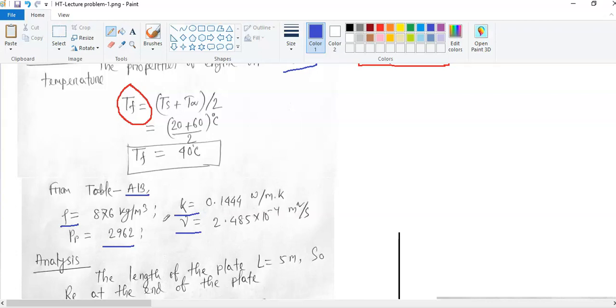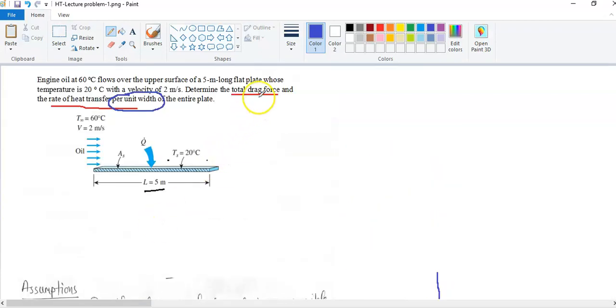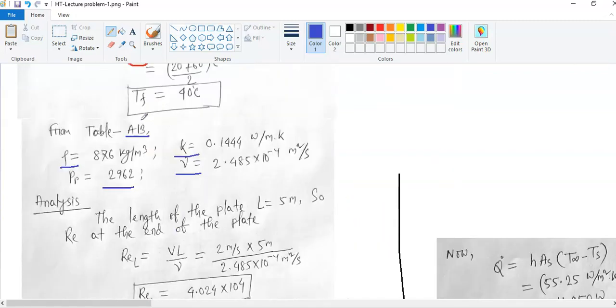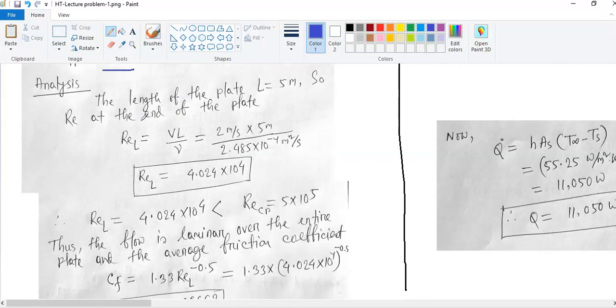Now we have the question. The first part of this question is we need to calculate the drag force, and then we will calculate the rate of heat transfer. For the drag force, we know the expressions for the drag coefficient, how to calculate it. So here let's solve this question.